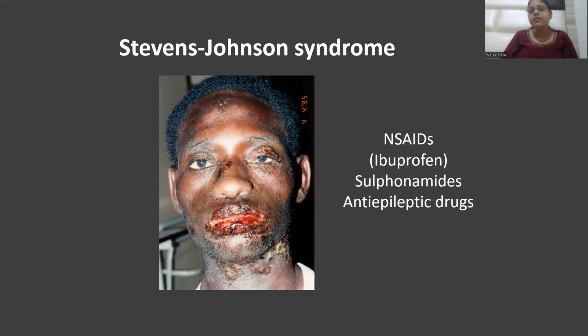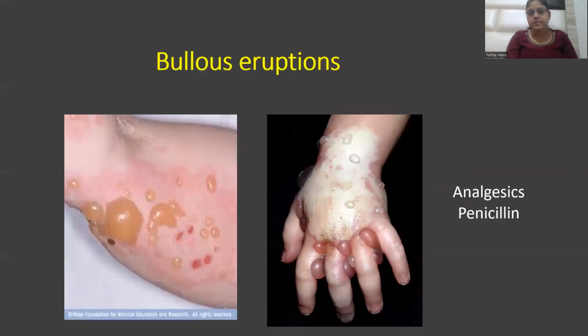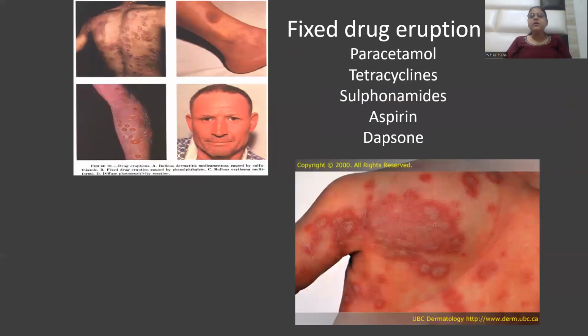Stevens-Johnson syndrome is when there are vesicles and bullae formation and rashes on the face, in the mucous membrane, in the skin, in the genitals, and various organs of the body. The vesicles and bullae are formed, erosions occur, and there is rash formation. It can occur due to ibuprofen, sulfonamides, and anti-epileptic drugs. Bullous eruptions, fluid-filled bullae on the surface of the skin of the patient, are caused by penicillin and analgesics.